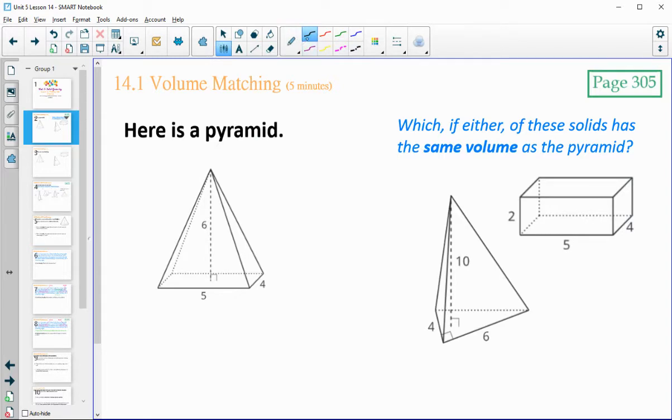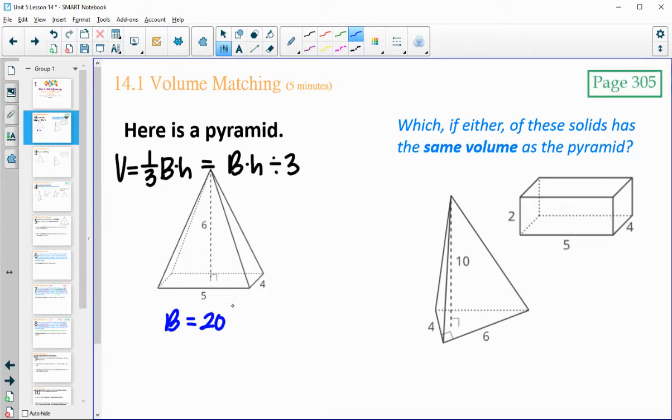So remember that we decided that the volume formula is area of the base times the height and then divided by 3 for a prism. So let me write that down. You can write it as 1/3 area of the base times the height. Remember that's also area of the base times the height and then divided by 3. So you could have looked at the area of this base here and saw that it was 20. So then you could have actually calculated the specific volume here.